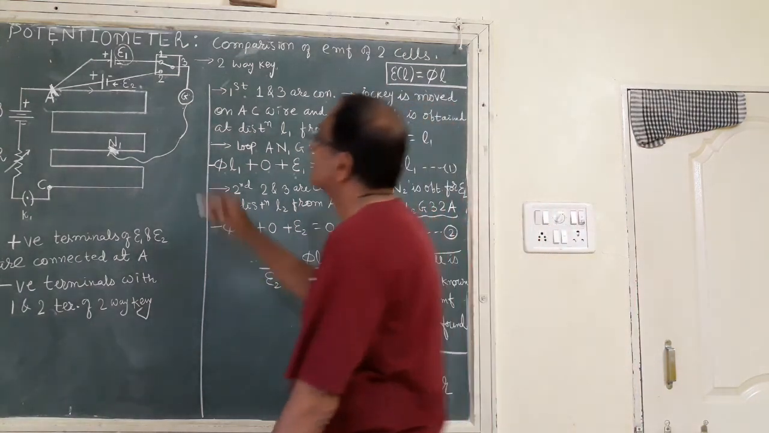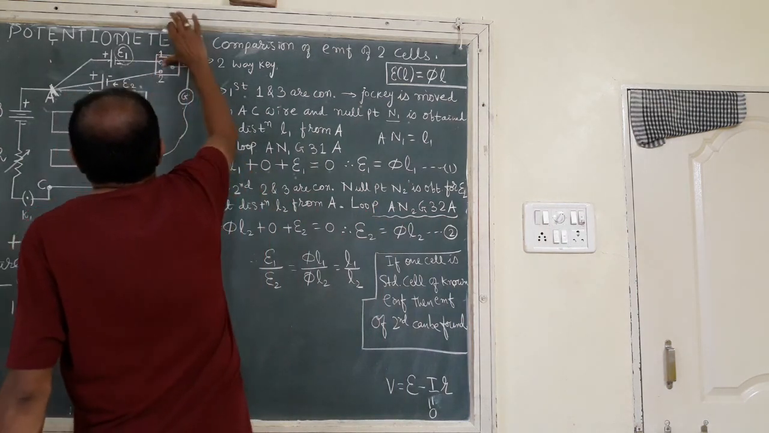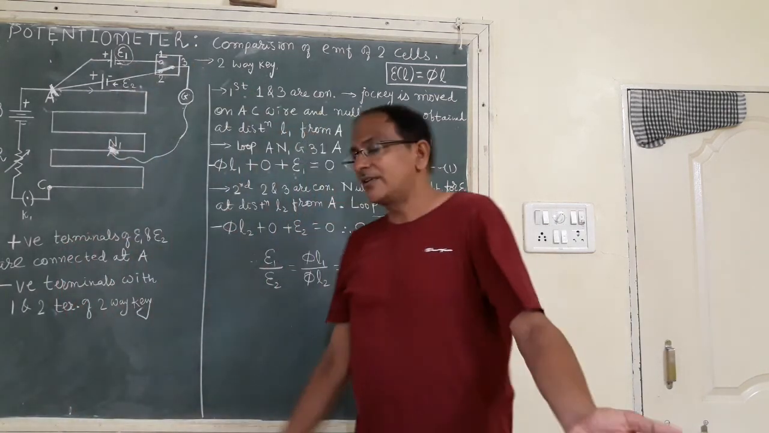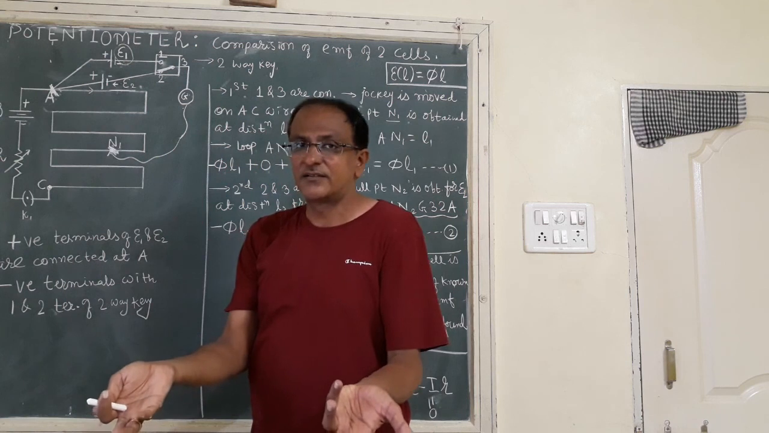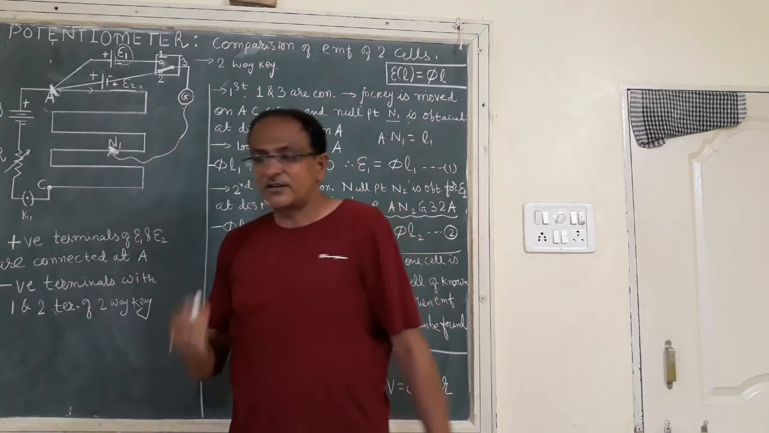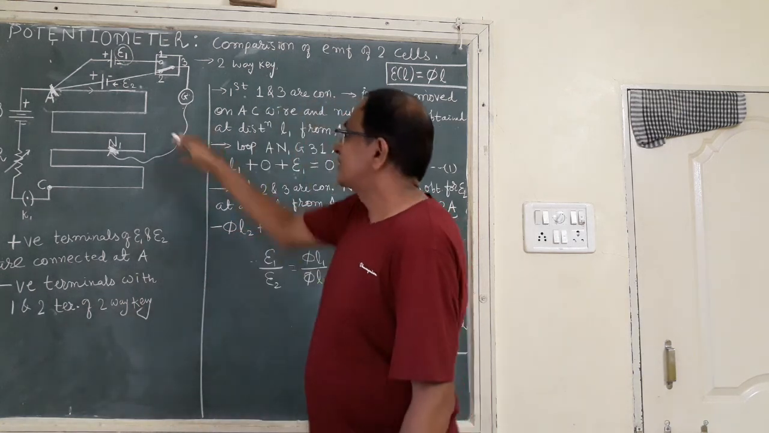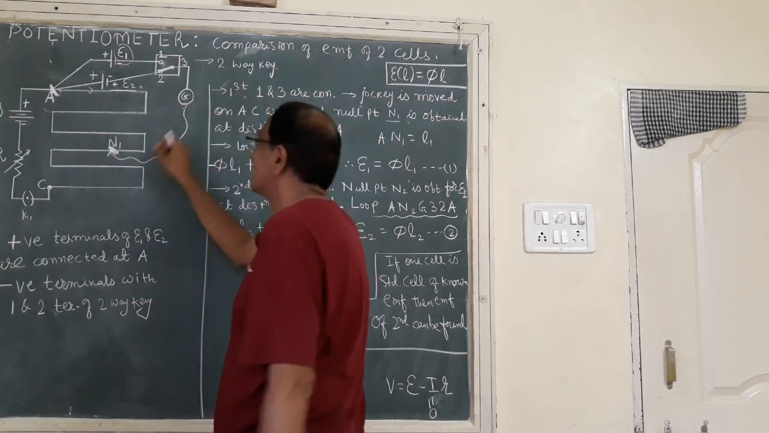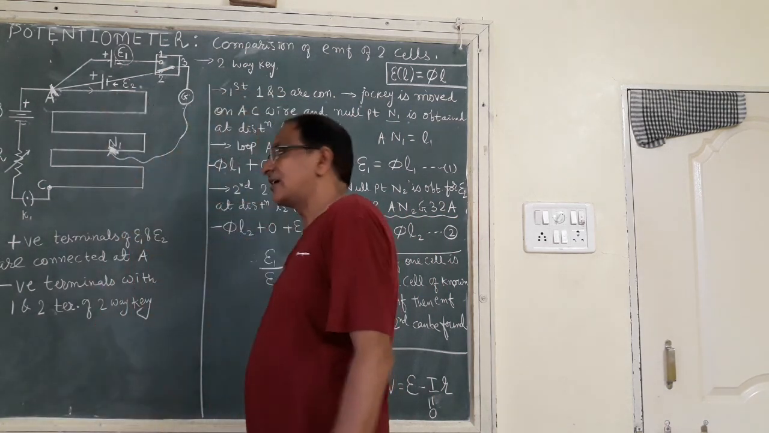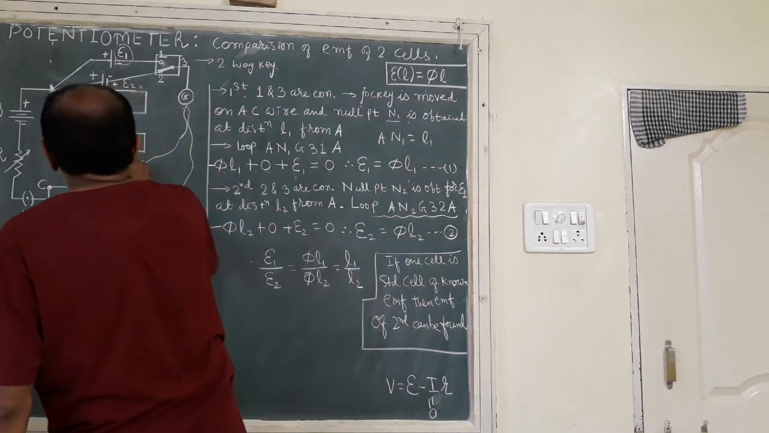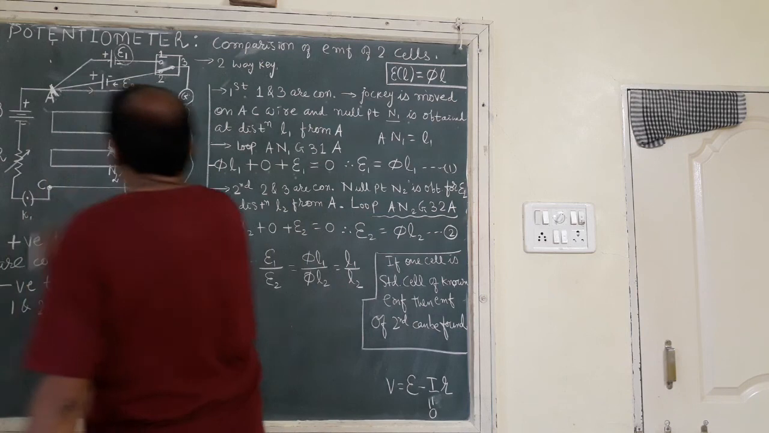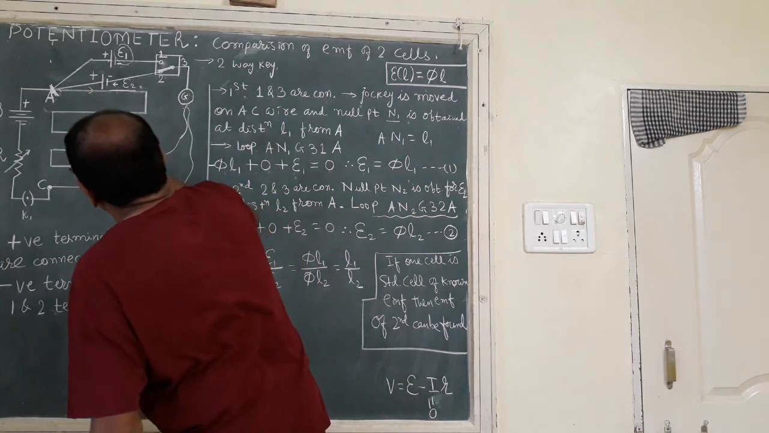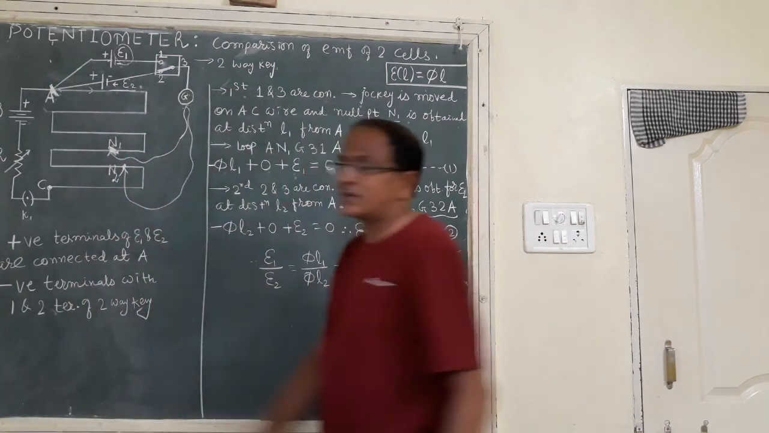Similarly, now this connection is removed. 1 and 3 are disconnected, and 2 and 3 are connected now. So this battery number 2 will come into the circuit. The terminal is moved somewhere on this wire, and say you get the null point at N2, and the distance of this N2 point from the point A is L2.